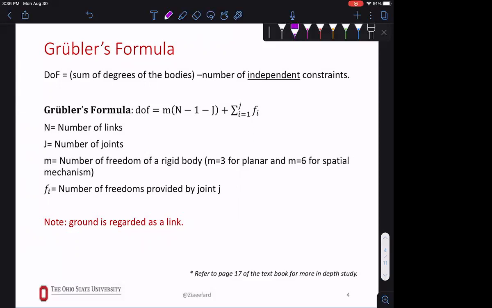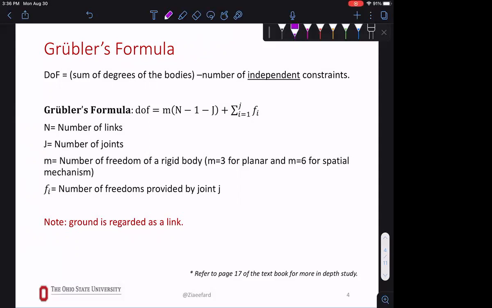So the degree of freedom is the sum of the degrees of freedom of the bodies, however many bodies, minus the number of independent constraints. So okay, 6 minus 5 is going to be 1. But if we have multiple bodies, then it might not be easy to follow that. So we're going to follow this formula. The degree of freedom is M, the number of degrees of freedom of a rigid body. Either M is 3 or 6. Either you're planar or spatial.